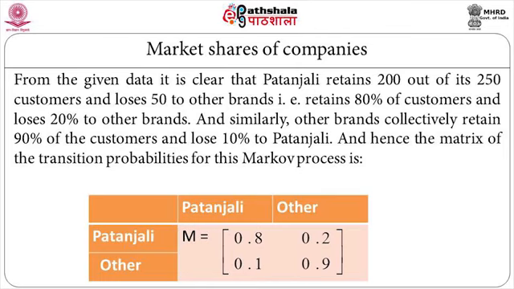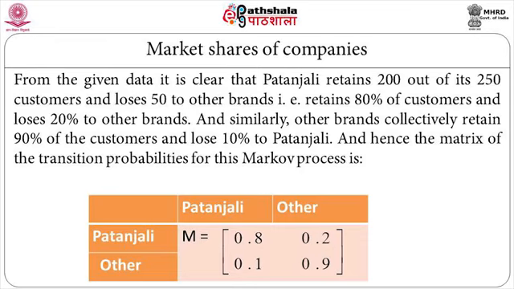From the given data it is clear that Patanjali retains 200 out of its 250 customers and loses 50 to other brands, that is, it retains 80% of its customers and loses 20% to other brands. And similarly, other brands collectively retain 90% of their customers and lose 10% to Patanjali, and hence this is called the transition matrix, or matrix of transition probabilities.